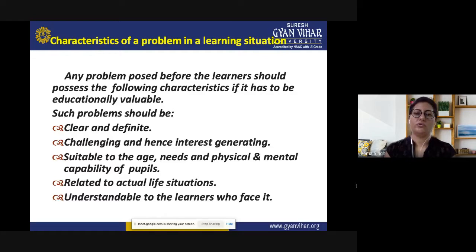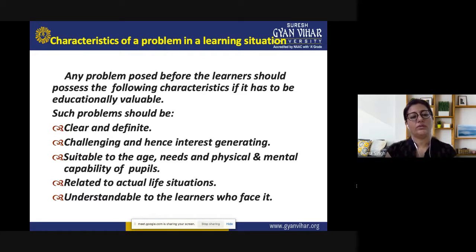So here are certain characteristics of problems in a learning situation. Any problem posed before the learners will mostly contain the following characteristics if it is valuable on the basis of education. Whatever is discussed with the students or given to a student should be clear and definite. There should be no confusion. It should be challenging and hence interest generating. This should not be so simple that they will just go to the internet or the library and get a solution. They should ponder upon it and do some brainstorming, so it should generate interest.